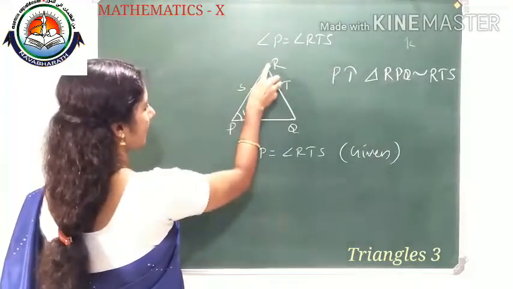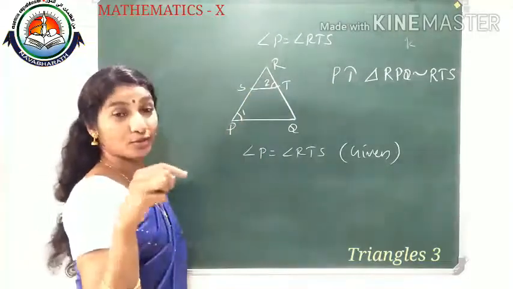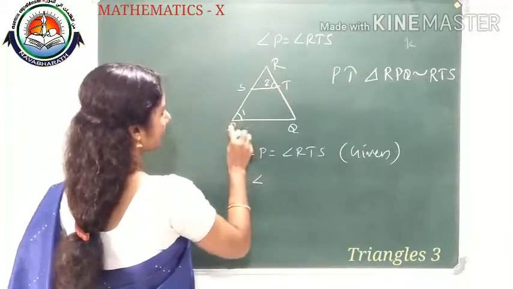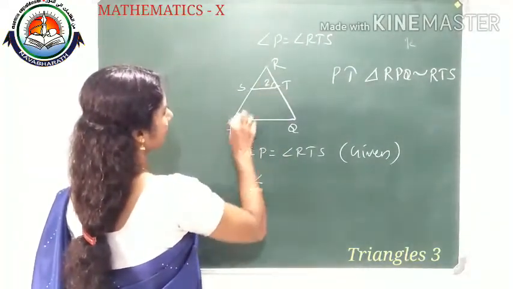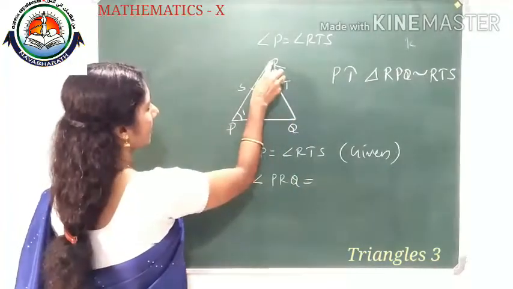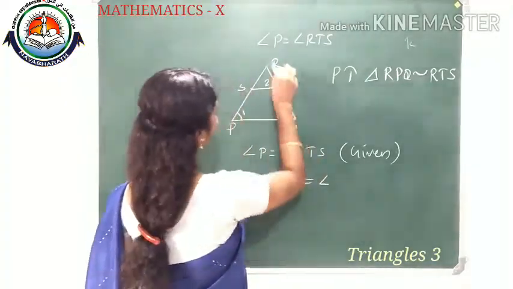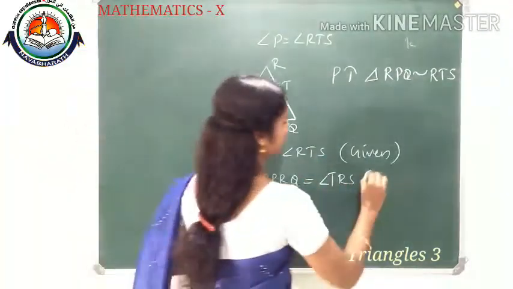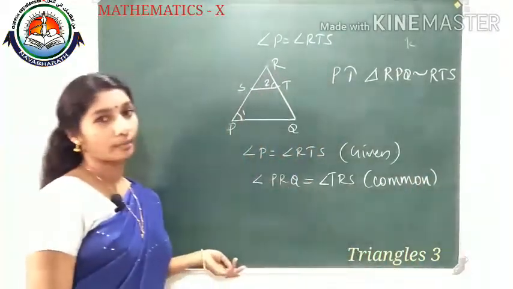Then RPQ and RTS, R is common to them. So you can write angle R, means which angle? PRQ. From RPQ, PRQ is equal to, from RTS you can write SRT, angle, or TRS, are equal because common angle. Or simply you can write angle R equal to angle R, common angle.